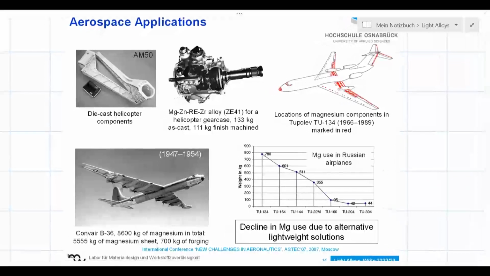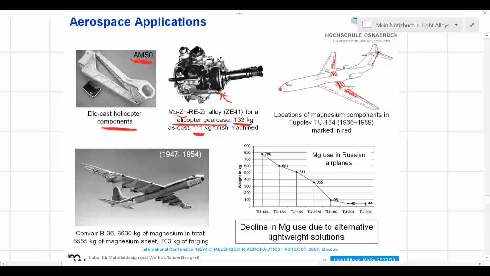Here are some examples. This is a die-cast helicopter component, or two components, out of AM50 alloys. Again, we could read the chemical composition. So it has 5% of aluminum and a little bit of manganese is there. This is a component for a helicopter gear case. So this is a huge component. After casting, 133 kilograms. If it's finish machined, after machining, the weight reduces to 111 kilograms. So a lot of potential to achieve lightweighting for this huge component in a helicopter, right?